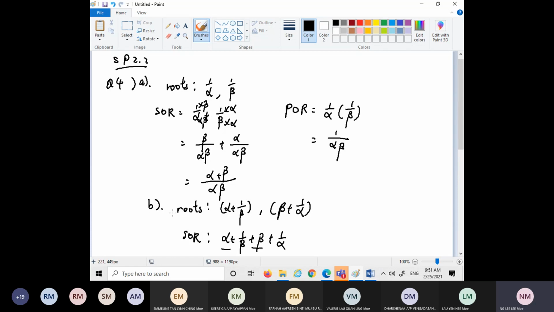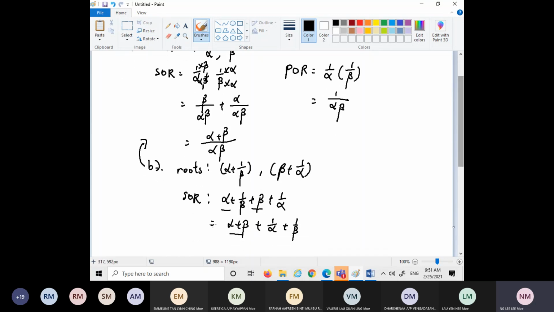So the part B question actually is derived from part A. So after that, you get the SOR for the 1 over alpha plus 1 over beta. You just substitute into this. This one is from your part A.